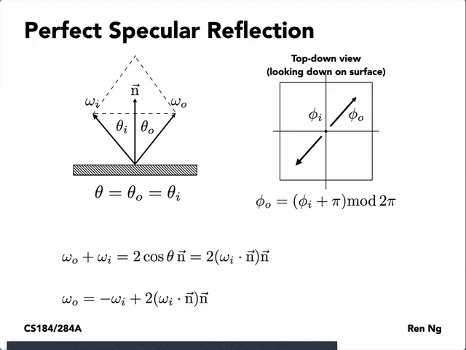Cosine theta, which is equal to cosine theta I or theta O, is just equal to the omega I direction dot product with the n direction, assuming that those are both normal unit length vectors. So we end up with 2 times omega I dot vector n times the vector n is equal to omega O plus omega I. Then we're almost done, because omega O is just going to be equal to that sum minus omega I. So we end up with this formula over here, a neat little way to calculate the reflection direction explicitly.